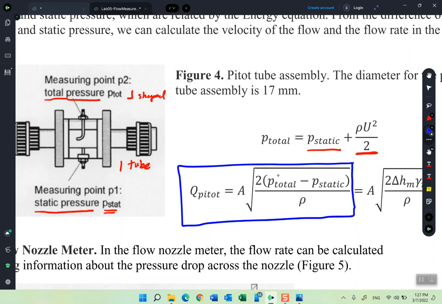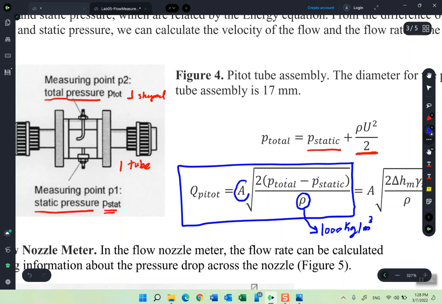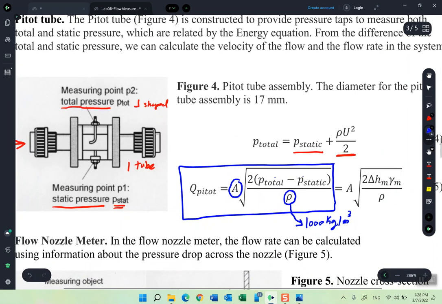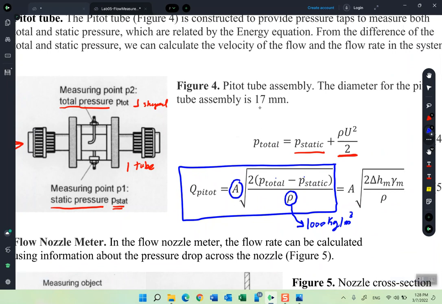So what we are going to get from the Venturi tube is the difference between the P total and the P static. Just add this to the equation, divide that by the density of the water. This variable indicates the density, rho, which is 1,000 kilograms per meter cubed. And here, this is the sectional area of the Venturi tube. And how you can calculate the area, you will see that it is already mentioned here that the diameter of the pipe of the Venturi tube assembly is 17 millimeters.